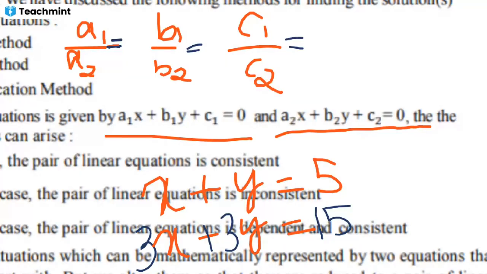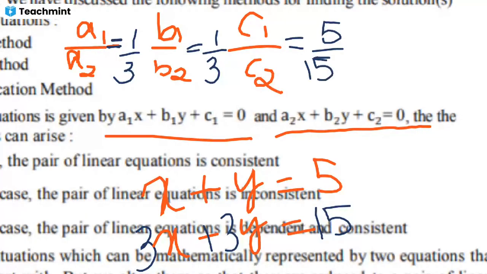What do you get for A1 by A2? 1 by 3. What about B1 by B2? 1 by 3. What about C1 by C2? 5 by 15. If you simplify that, you will get 1 by 3. Here A1 by A2 is equal to B1 by B2, and that is equal to C1 by C2.